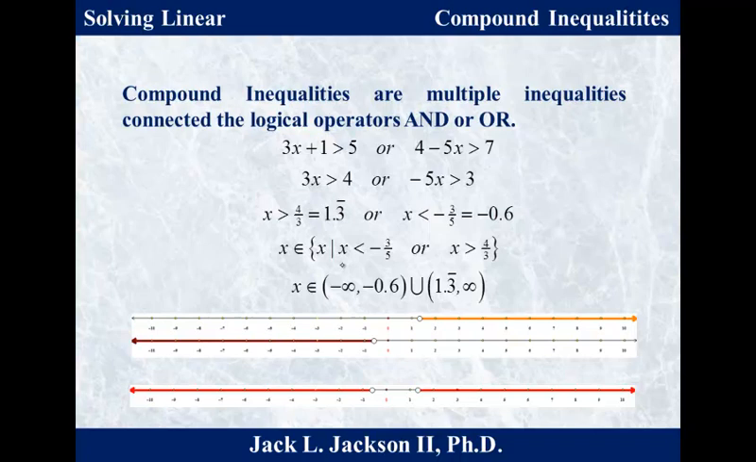Let's check something in the interval on the right. 2. If we plug in 2 on the equation on the right, let's see what happens. 2 times negative 5 is negative 10, plus 4 is negative 6. Negative 6 greater than 7? No, that's false. That's okay because it doesn't have to make both statements true.